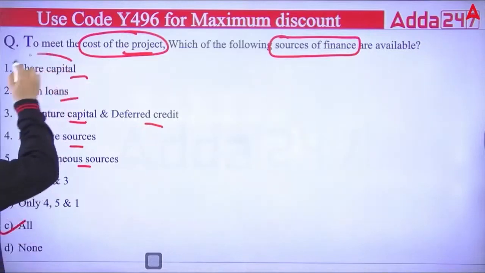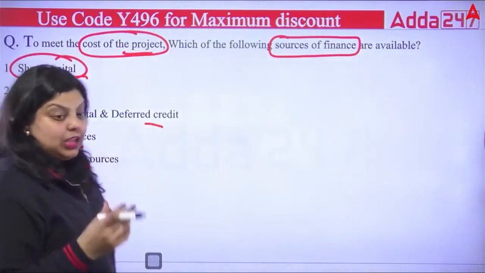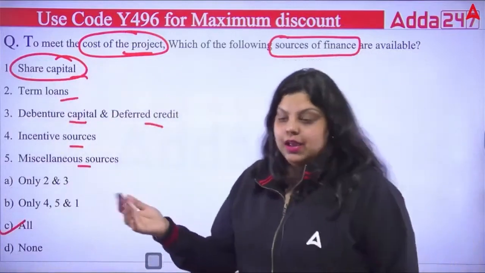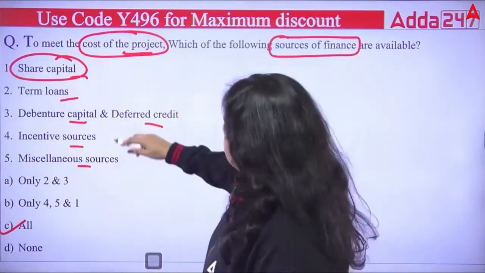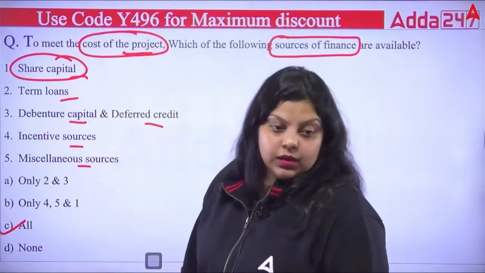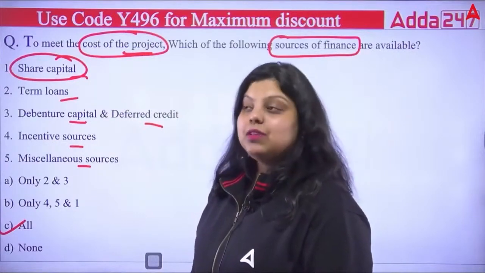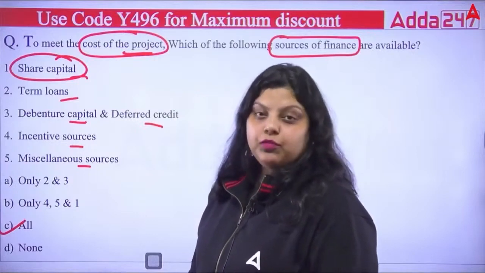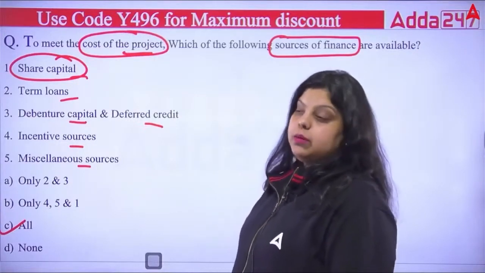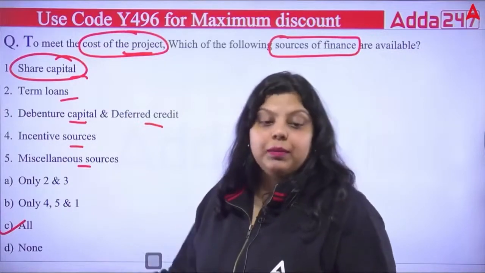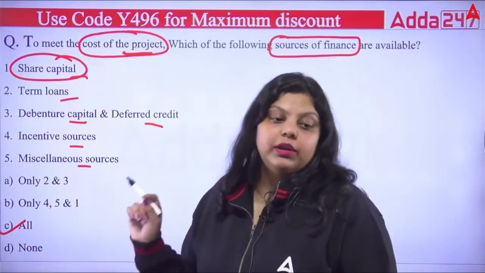Like for share capital, by purchasing your share, it can provide you the capital, like the company can issue its shares and raise capital from the market. Then term loan, the company can take a term loan from the bank. Debenture capital, the company can issue a debenture. Debenture is a loan instrument. If the company is issuing a debenture, the company has to return the same amount of money plus the interest in a certain maturity period.